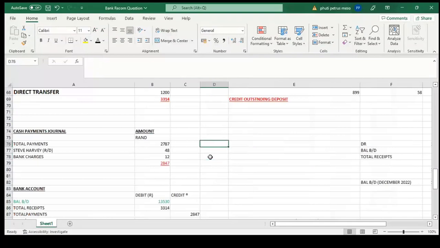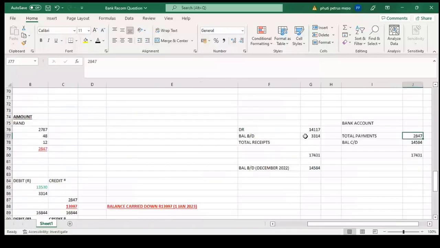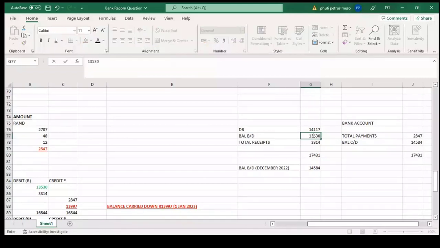Let's go and have a look at the additional information and see what it is. Can you all see it? It's in red. It's a favorable balance, so that means we have to rectify. That is 13,530 here. Where are we rectifying this? The opening balance. So you'd say 3314 here, and it's 13,530, right?